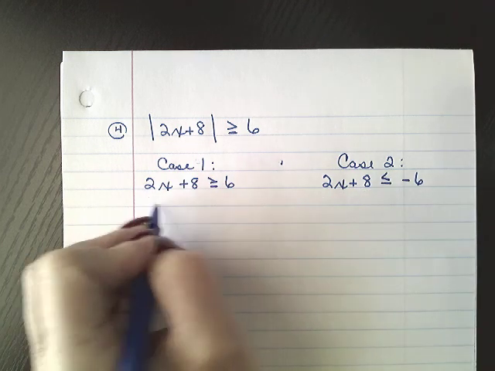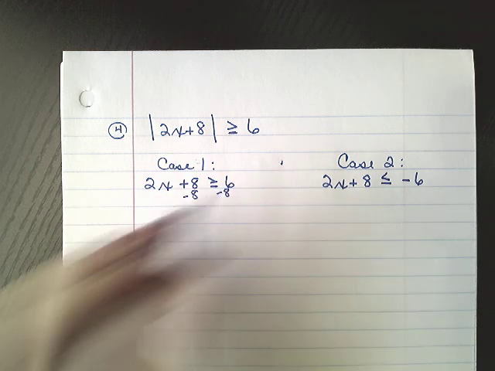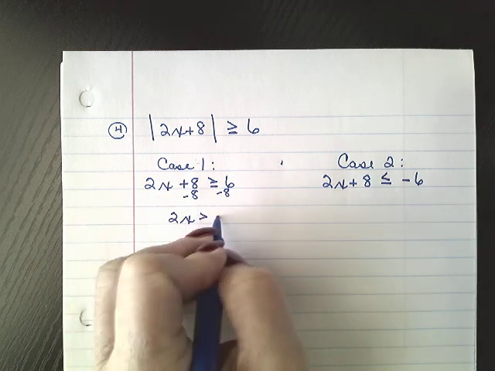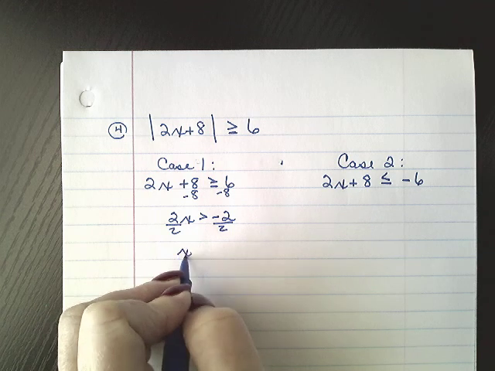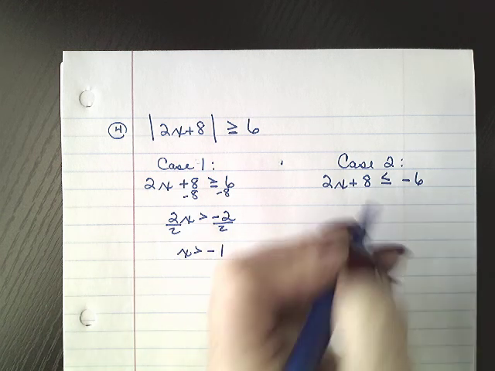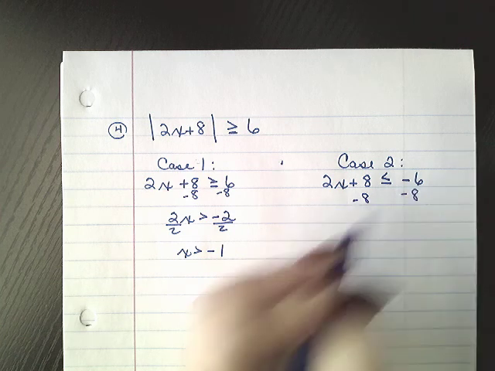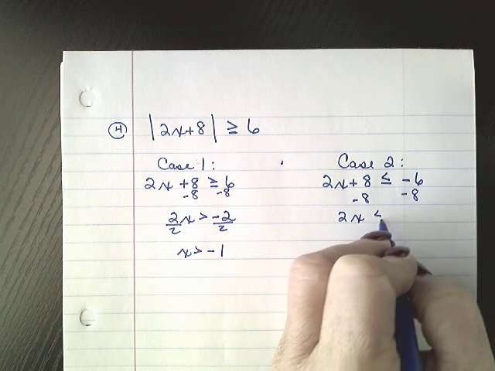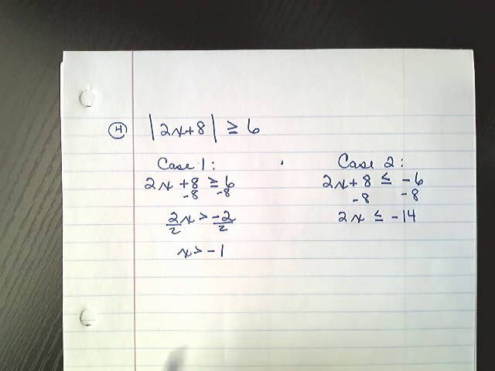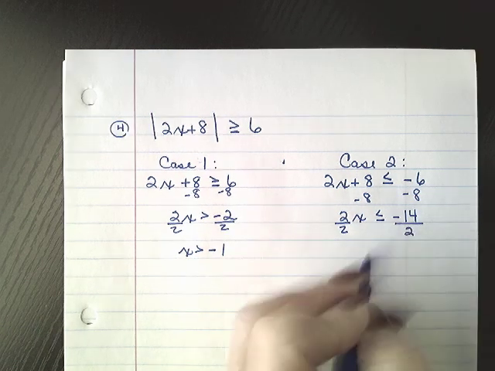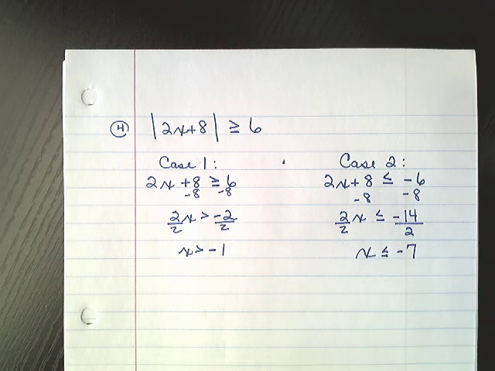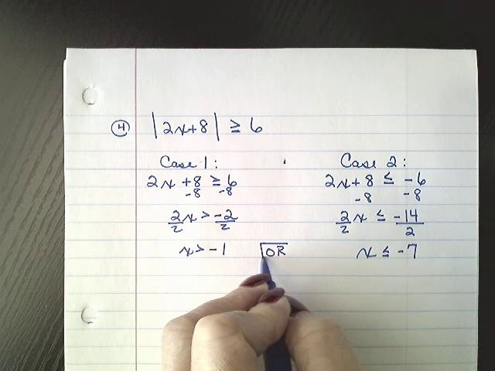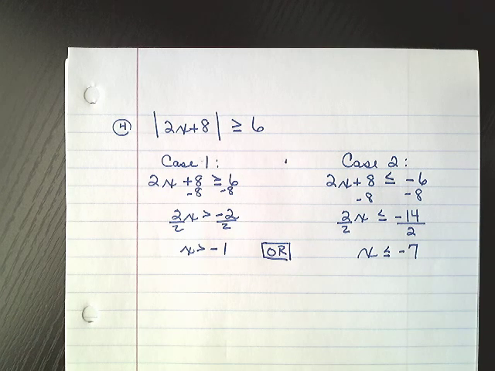All right, so we're going to subtract 8 from both sides. We're going to get 2x is greater than negative 2. Divide by 2. x is greater than negative 1. Case 2, we're going to subtract 8 from both sides, and we're going to have 2x is less than or equal to negative 14. Divide by 2. x is less than or equal to negative 7. So this is an OR. This is a union. This is not going to be an intersection.